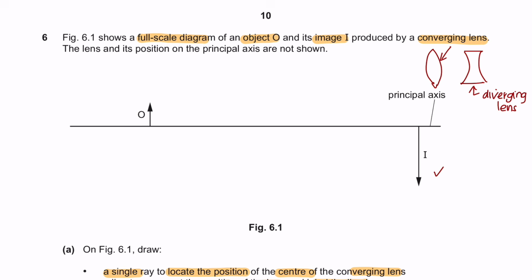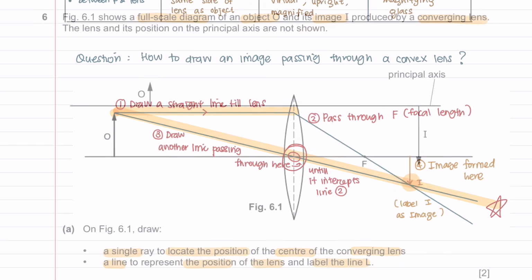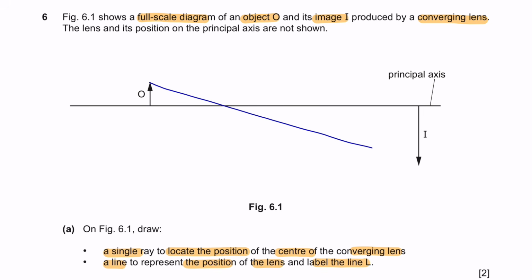When locating an image, you always draw a straight line from the tip to the center of the lens. And the second line always goes through the center of the lens, elongated until it reaches the tip of the image. So we will use our second line here to determine the center of the lens. We can draw a straight line from the tip of the object to the tip of the image. The point where the line intercepts the principal axis is the center of your lens. And we should draw a line to represent the position of this lens. I'll just draw a simple line like this and label it as L.